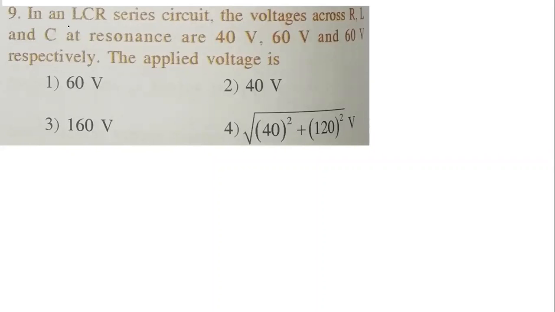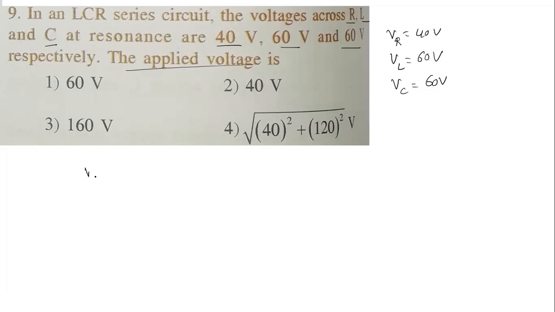Okay, look at the next question. In a series LCR circuit, they have given the voltage across the resistor, inductor, and capacitor, this much, this much, this much. So I am going to write: voltage across resistor is 40 volt, voltage across inductor is 60 volt, and voltage across capacitor is how much? 60 volt. That is given, respectively.